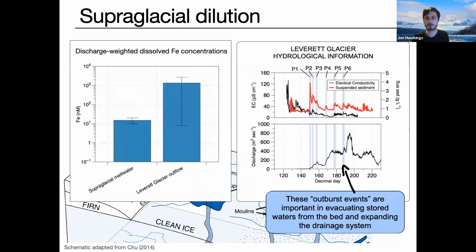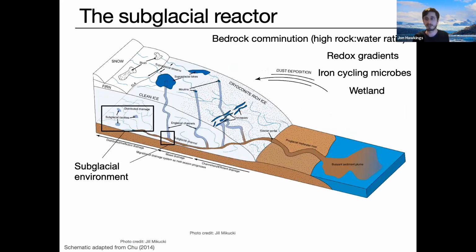But these surface meltwaters have very little iron in, really. Measurements that I've taken over the years indicate this could be anywhere from about 10 nanomolar to about 30 nanomolar of iron. That's not very much. The Leverett Glacier outflow, where the meltwater comes out the base of the ice sheet, contains on average over 1,000 nanomolar of iron, up to 4,000 nanomolar of iron. So really the business end is in the bed.